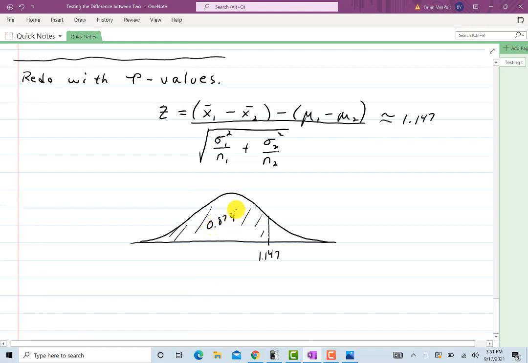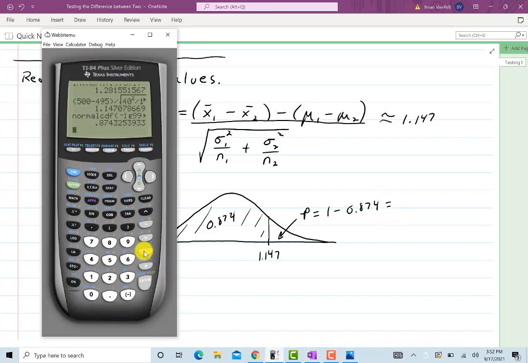Now I don't want that. This value out here is the p-value. How do I get that? Well, I subtract the 0.874 from 1. And that gives us, let's see, I can do it on the calculator. You can do this real quick. You can go -1, and it will take the answer minus that. I know it's negative, but I'm capable of dealing with that. I get 0.126.